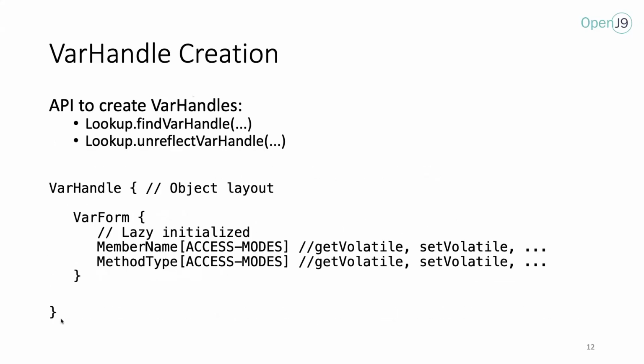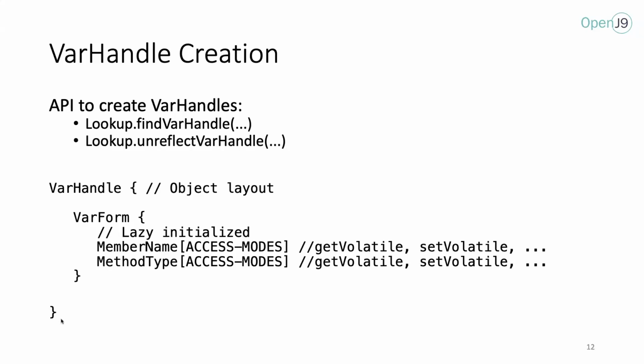So the first phase in this VarHandle example is creation of a VarHandle instance. There are methods in the Lookup class which allow us to create a VarHandle. In the previous example, findVarHandle was used. There are other methods such as unreflectVarHandle, and there are a few more which will allow us to create a VarHandle. The return value from these methods is going to be an instance of VarHandle, and there is an object layout for the VarHandle shown in the slide.